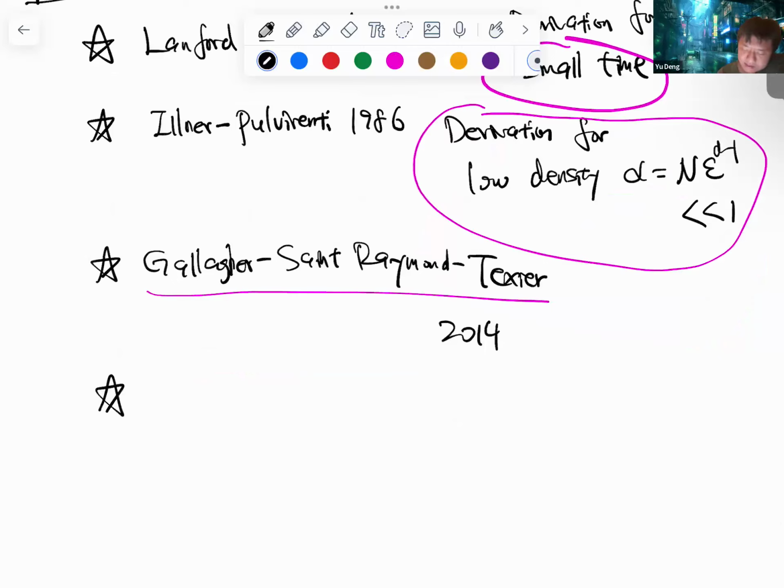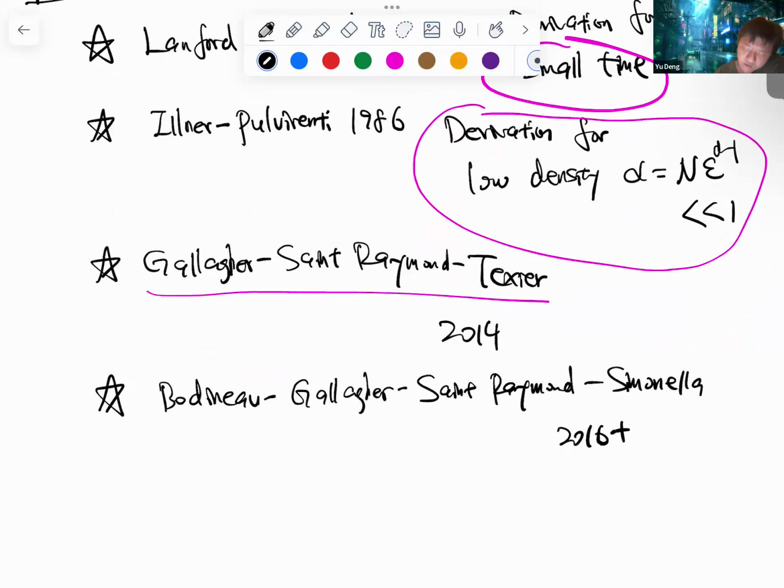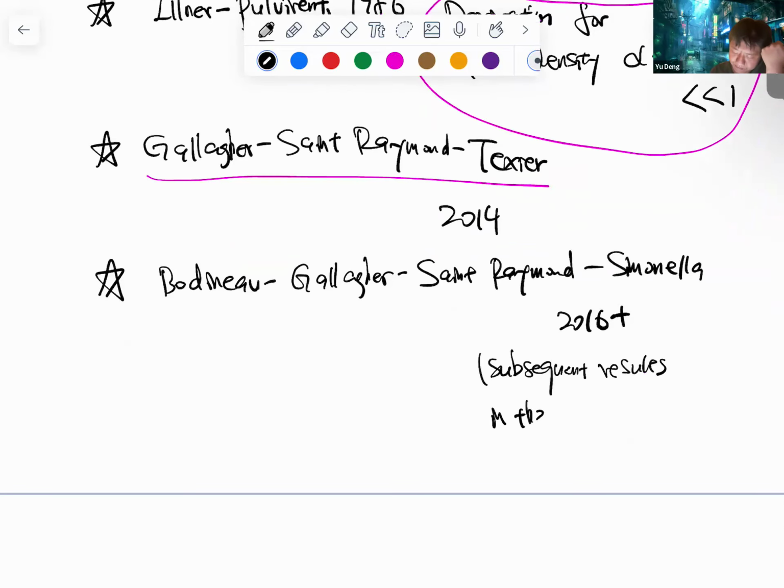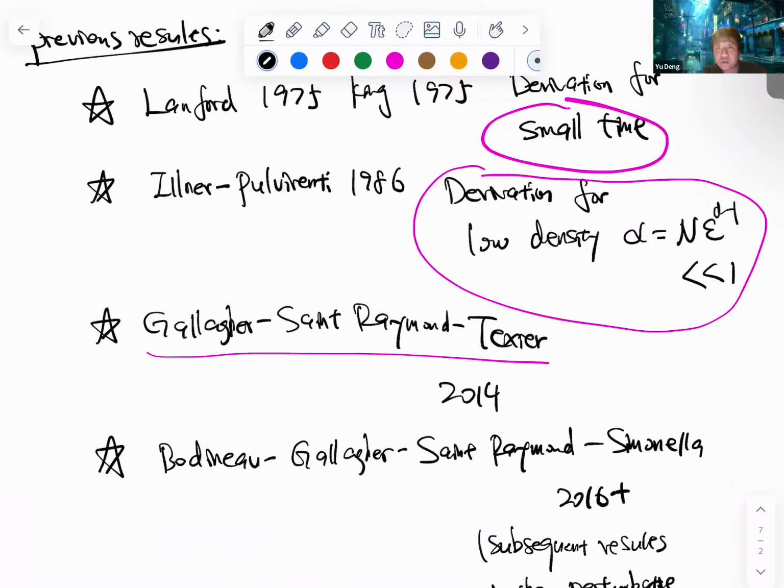And after that, there has been a series of work of Bodineau, Gallagher, Saint-Raymond, Simonella, where they look at various models, linear models with a tagged particle, or the perturbation of equilibrium, or the perturbation to the Boltzmann equation, and subsequent results, but again in the perturbative regime. Let me mention that there has been a lot of these perturbative regime results. These are very good. These are important results.